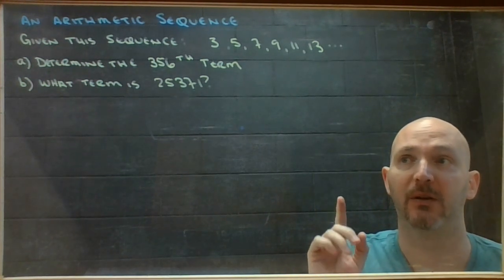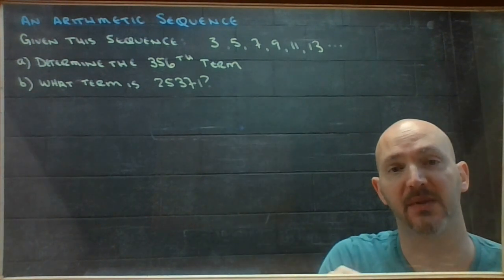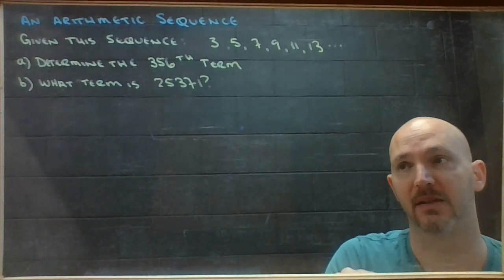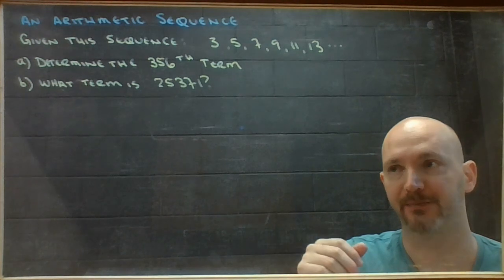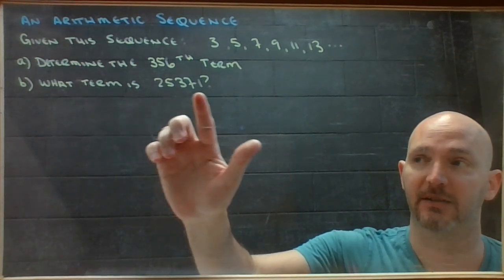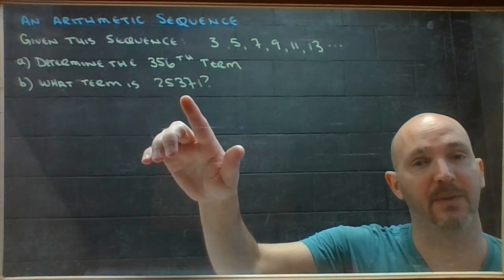So there must be a way to build a model for this type of sequence in order to be able to calculate that instead of having to manually write it out. Especially when we get to question B here, what term is 25,371?